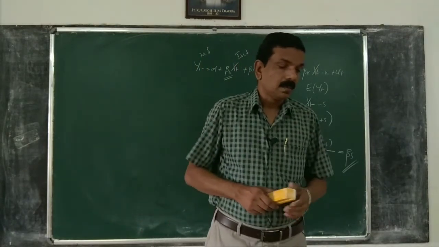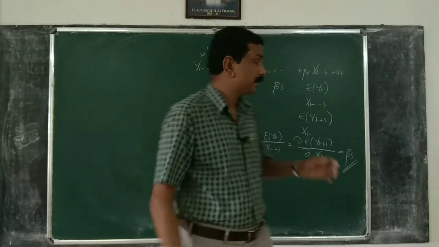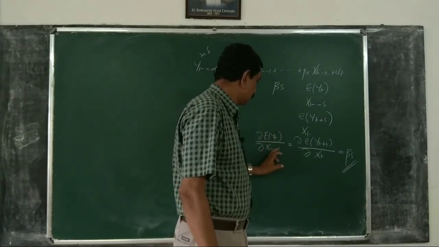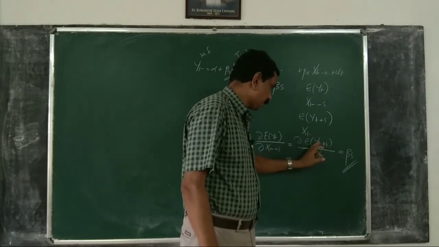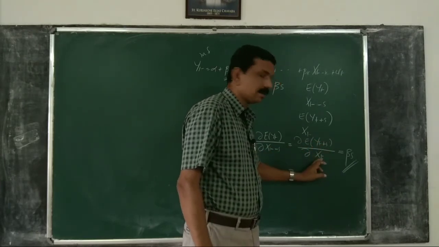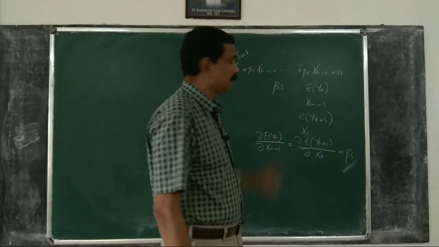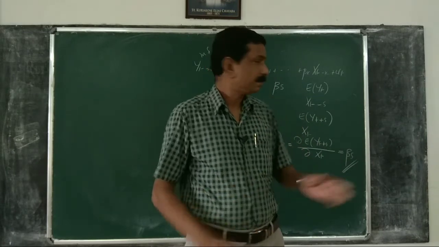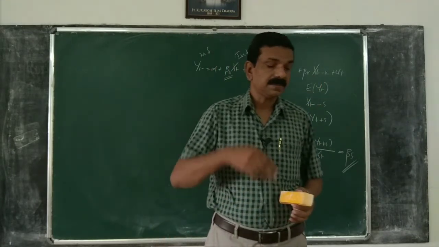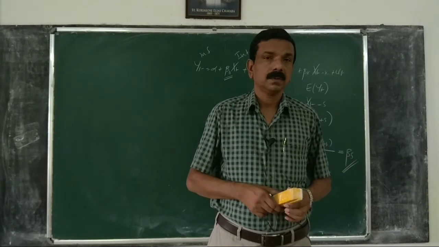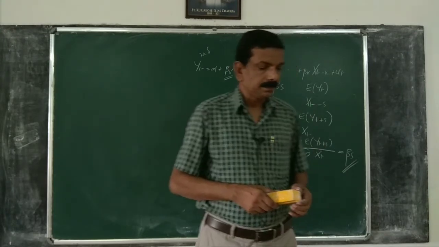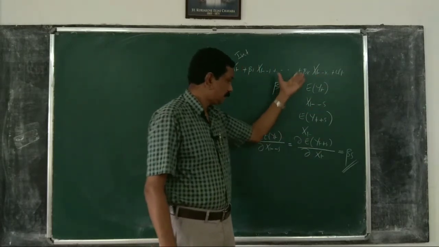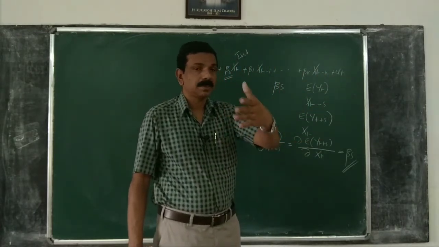Then 1 period later, it becomes beta 1, that is, ∂E(y(t+1))/∂xt is beta 1. After 2 periods, it becomes beta 2. After k periods, it becomes beta k. After that, it will come back to the original level. Now, the effect of a given change in x in this example is distributed over a period of k.